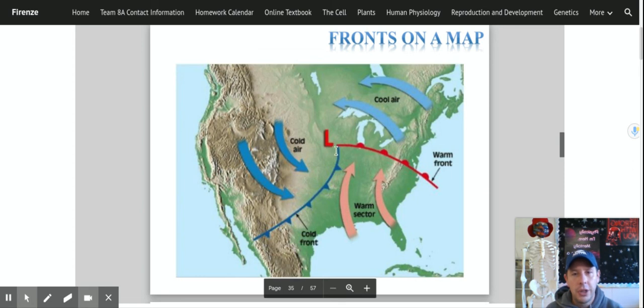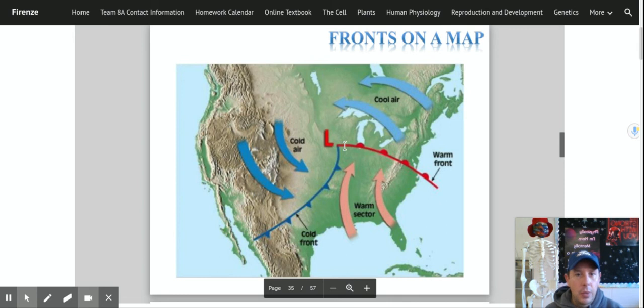So here we go. Here's a cold front. Notice the icicles or triangles are facing this direction, facing to the east or southeast. That means the cold air is being brought behind it. Remember, it's pulling the air behind with it. So the cold air is moving to this area. We're going to get rain all along this symbol here.